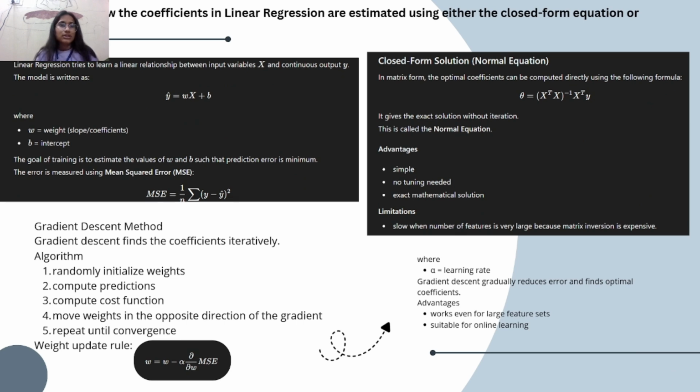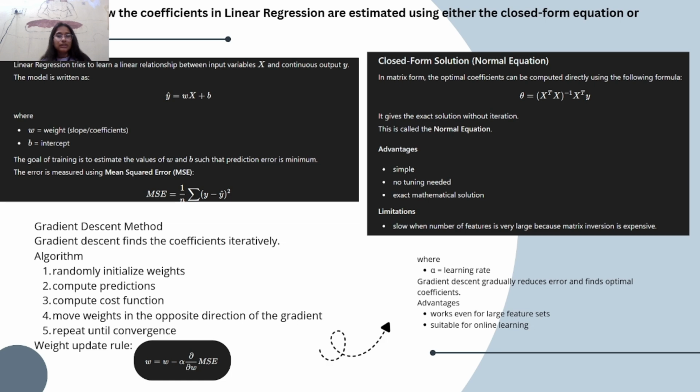Question number 6, part A: describe how the coefficients in linear regression are estimated using either the closed form equation or gradient descent. So what is linear regression? Linear regression builds a linear relationship between input x and output y. The formula looks like y equals wx plus b, where w is the slope and b is the intercept.